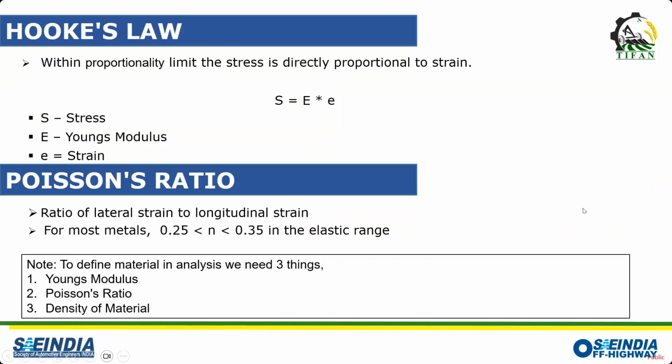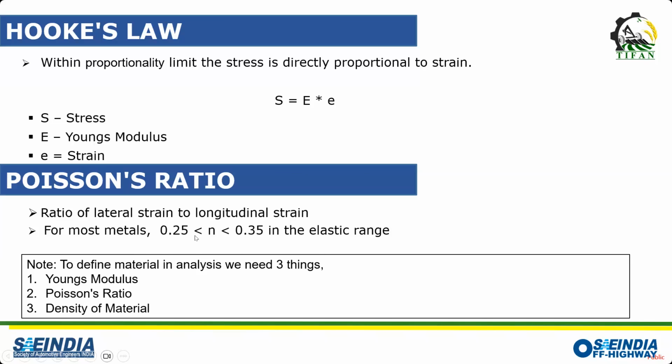We will see more about it in acceptance criteria. Some of the governing equations: within the proportionality limit, stress is directly proportional to strain, a constant known as Young's modulus. So this is applicable within the proportionality limit only. Then Poisson's ratio: the ratio of lateral strain to longitudinal strain.